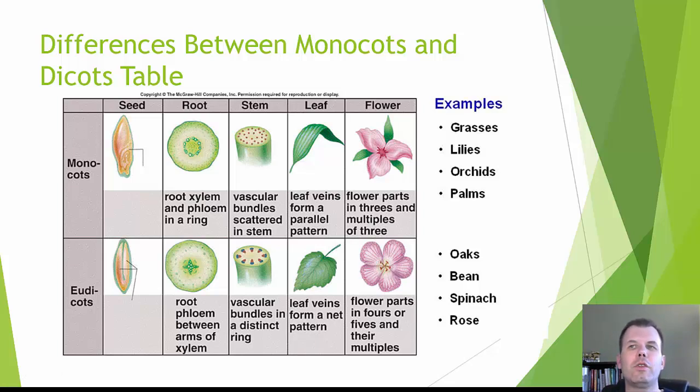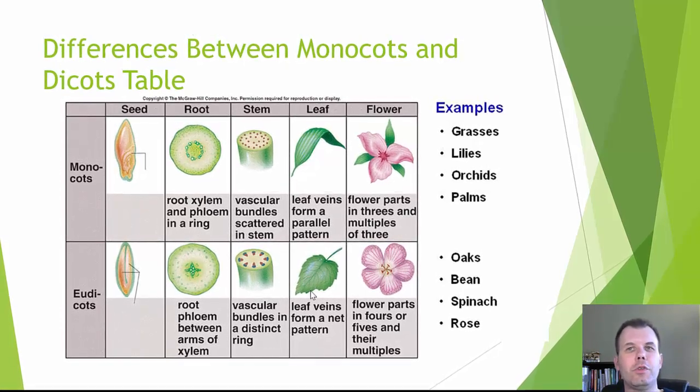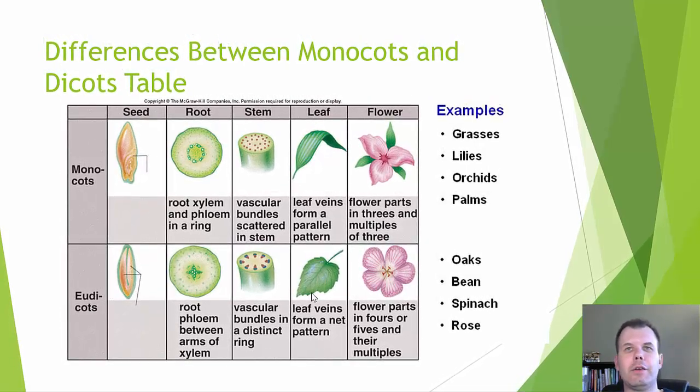And these again include oaks, beans, spinach, rose. Really most of the angiosperms are going to fall in this group. Most of your big trees are going to fall in this category as well. Okay, so now we've taken a look at all the different plants that we're going to look at this week in the lab and that stuff. I know Jill has some other videos looking at how the flowers work and things like that of the angiosperms and the gymnosperms, but I just wanted to give you an idea of what those are.